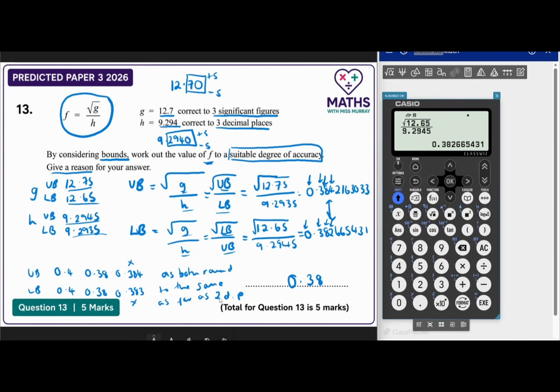So that is how you do your bounds question, but that often catches people out, that suitable degree of accuracy, but you have to keep going as far as you can where they both give you the same rounded answer. So you'd get a mark for your bounds, you'd get a mark for each of these being correct, you'd then get a mark for your answer and then your explanation there as well. So that is question 13 for 5 marks.